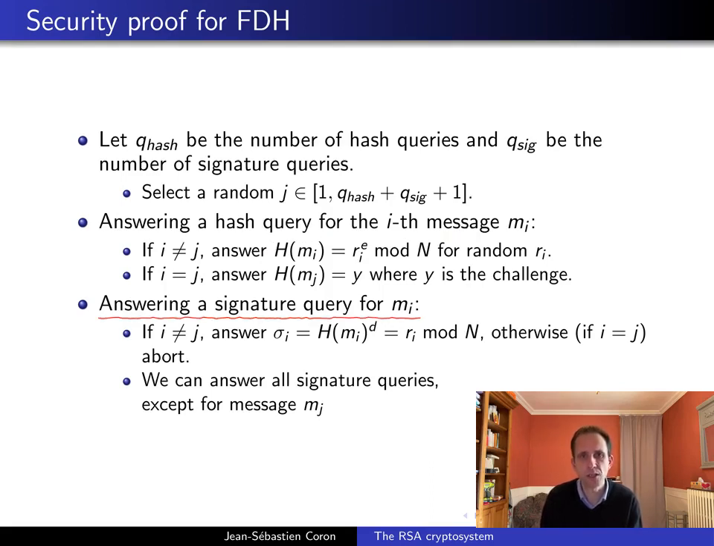And then when we must answer a signature query for a message mi, we distinguish two cases. If i is not equal to j, then the hash of mi is equal to ri to the e, and therefore the signature sigma i is the hash of mi to the power of d, which is equal to ri modulo n. So we know the signature, and we output ri. But otherwise, if i is equal to j, so if we have received a signature query for mj, then we don't know the signature, so we must abort. So we see that we can answer all the signature queries except for the message mj.